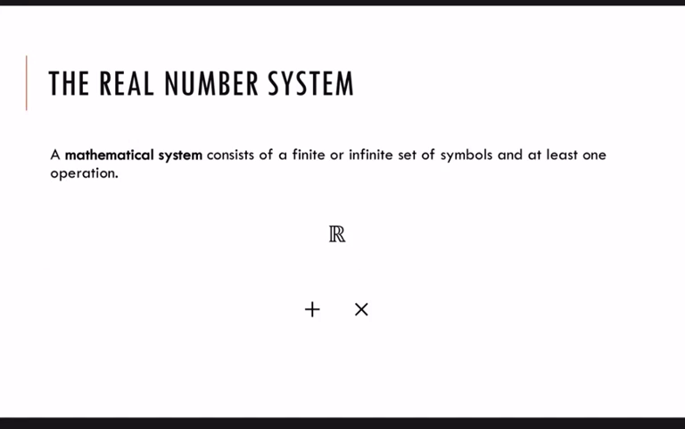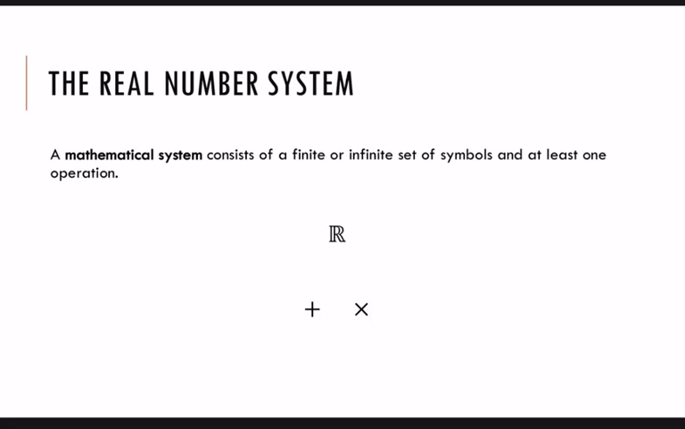So to start off with, let's talk about a definition for a mathematical system. A mathematical system consists of a finite or infinite set of symbols and at least one operation. So we have to have something to work with, usually numbers, and then we have an operation, which is something that we do with those numbers.